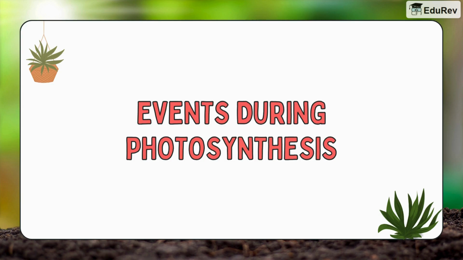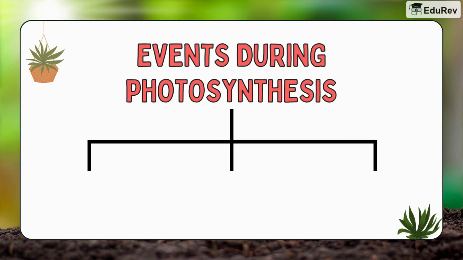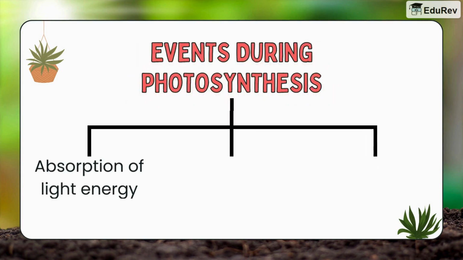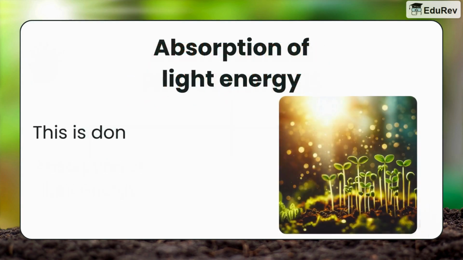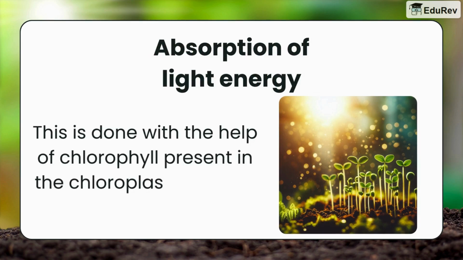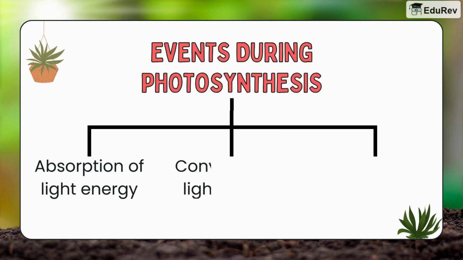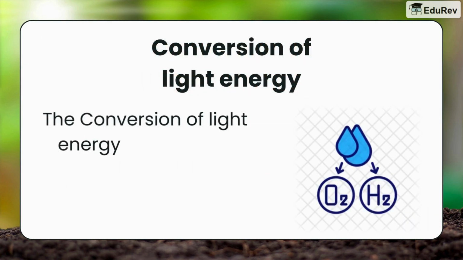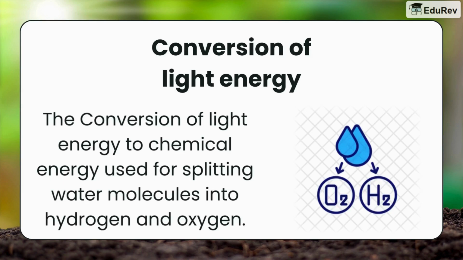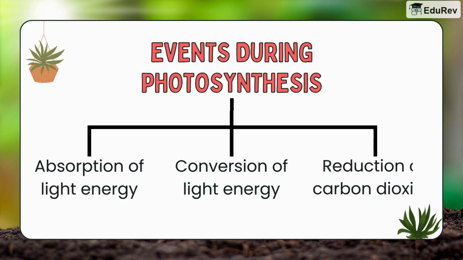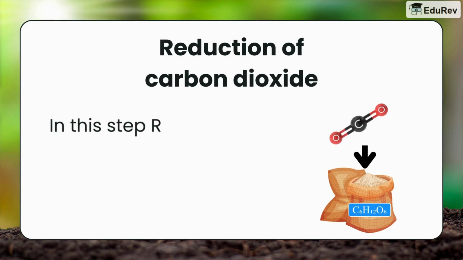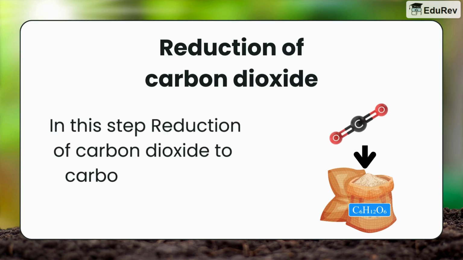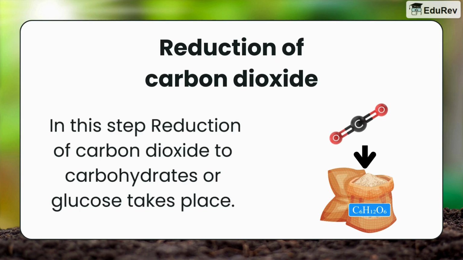The process of photosynthesis can be split into three parts. The first step is the absorption of light energy. This is done with the help of chlorophyll present in the chloroplast of leaves. Next step is the conversion of light energy to chemical energy, used for splitting water molecules into hydrogen and oxygen. The last step is the one where the food is finally ready. Plant food is in the form of carbohydrates. So, in this step, reduction of carbon dioxide to carbohydrates or glucose takes place.